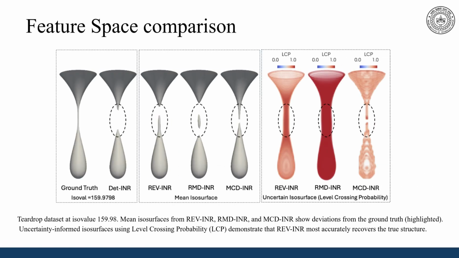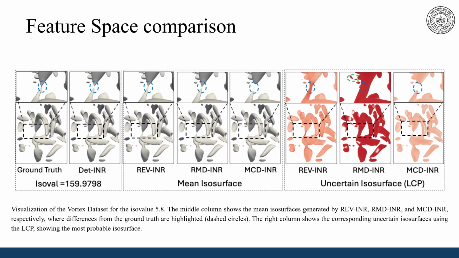Results. First, we demonstrate how uncertainty improves isosurface extraction. When extracting isosurfaces using only the predicted mean, we observe structural inaccuracies, including broken connections and missing thin structures, even when reconstruction PSNR is high. In contrast, uncertainty-aware extraction using level crossing probability allows us to visualize the most probable isosurface. Across datasets such as Teardrop and Vortex, REV-INR consistently produces the most accurate and crisp LCP visualizations.